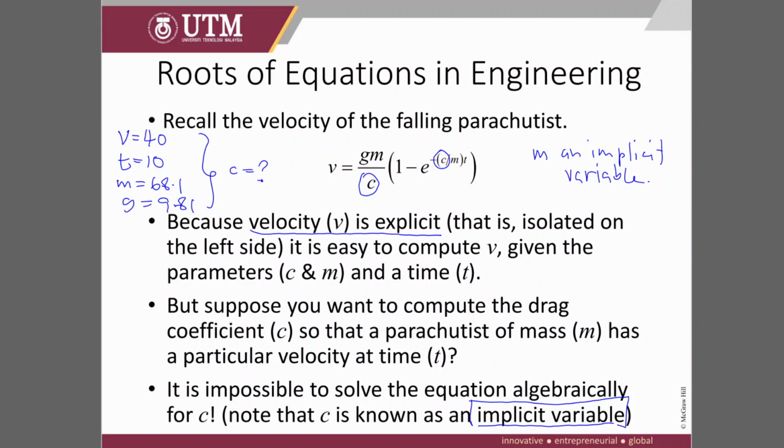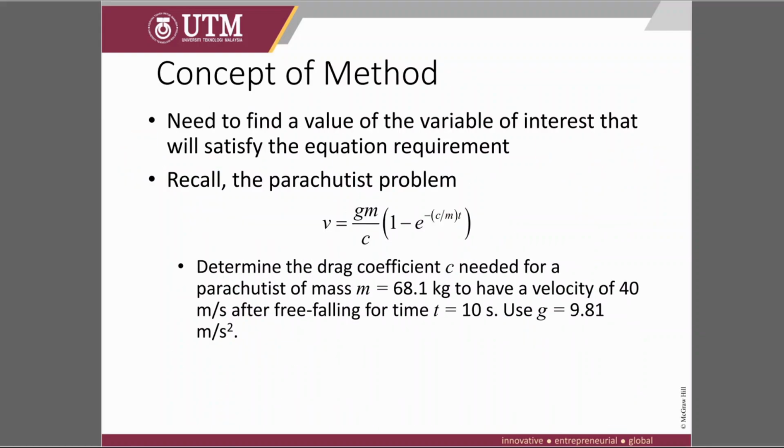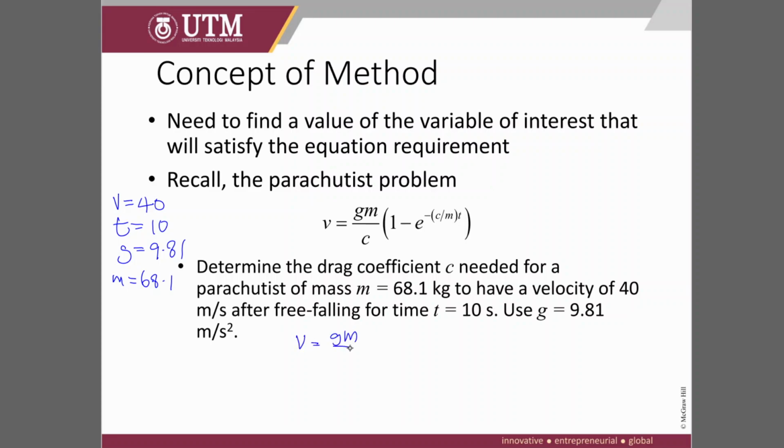So the way to solve this is, okay, we need to find a value of the variable of interest that will satisfy the equation requirement, right? So what is the requirement? The requirement is that V equal to 40 at time t equal to 10 seconds with G equal to 9.81 and M equal to 68.1. So this is the requirement.